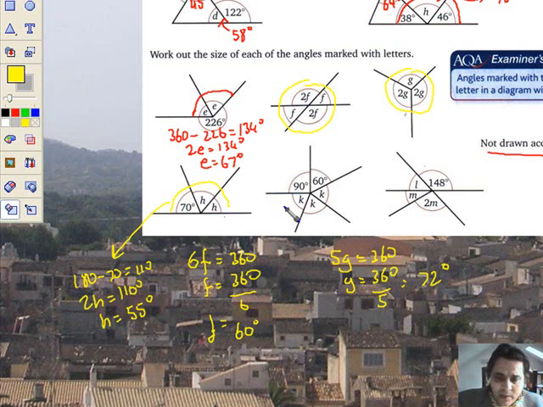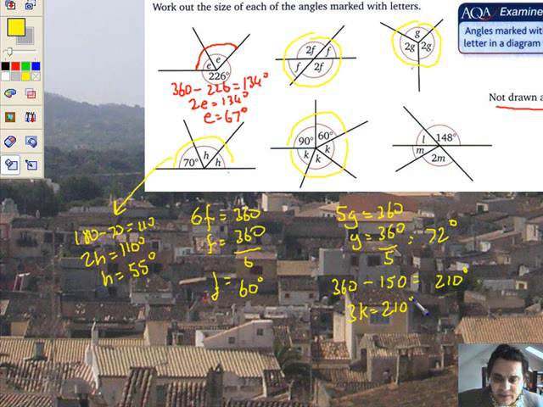What do we got here? Well, again, based on 360, 90 plus 60 is 150. So working down here, I've got 360, take away my 150 degrees, will give me 210 degrees altogether. Let's just check that. Yes, so these 3Ks equal 210. So 3Ks comes to 210, and so a single K is going to be 210 divided by 3. That goes in 7 times, 70 degrees for each little K.